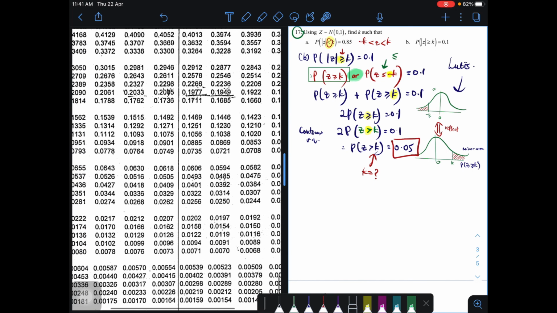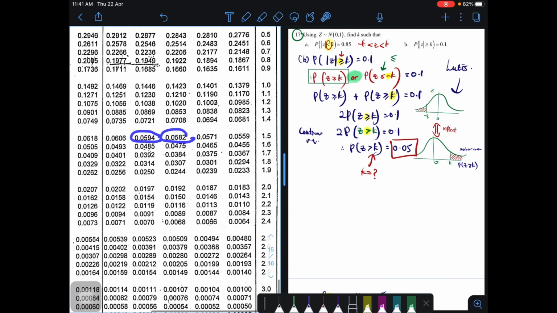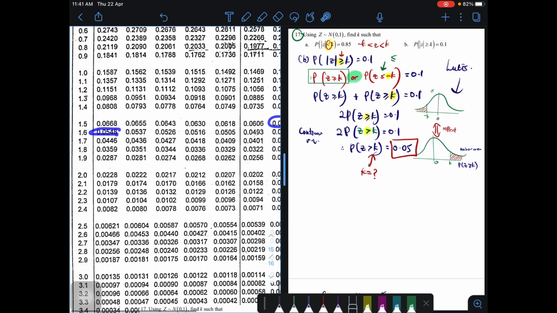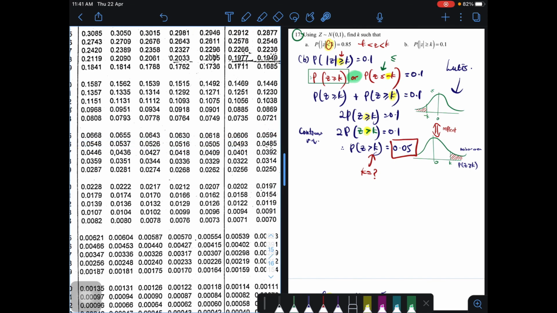Cari 0.05 dekat mana? 0.05. Oh, dekat sini. Ni 0.6. 0.05. This is too big. This is too big. Go to the right again. This is quite big also. Check. Find it to the smallest. Find the smallest there. Okay, find the smallest value, 0.05. Okay, which one is the smallest between these two?